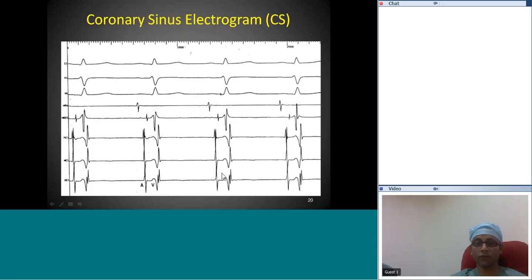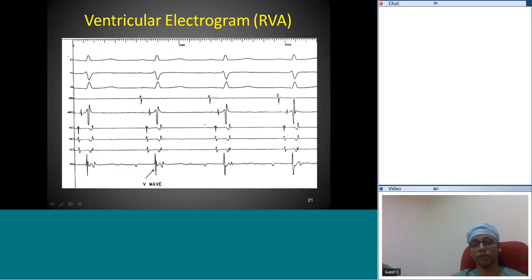Then you have the coronary sinus catheters, from proximal, mid to distal coronary sinus. The proximal one is 9 and 10, as I said to you before. The distal one is 1 and 2. So your activation sequence should be from high right atrium, His, then the proximal CS 9 and 10, followed by mid CS, followed by distal CS. So that's the normal activation. Then we also put a ventricular catheter, which gives us the V wave or the right ventricular activation.